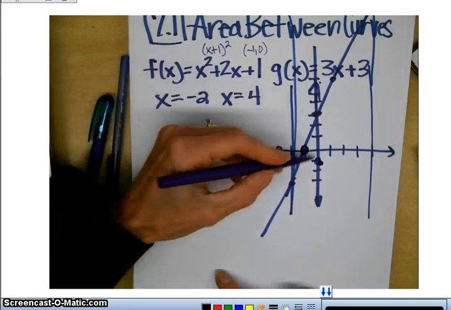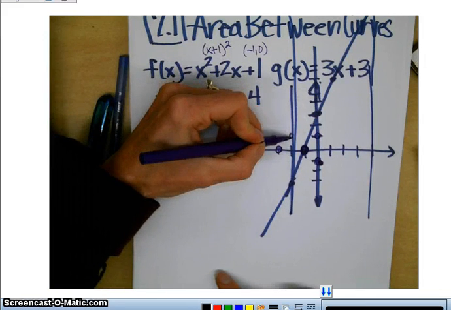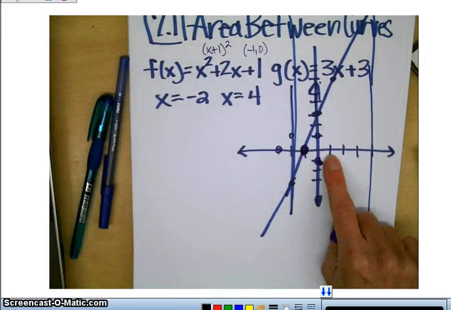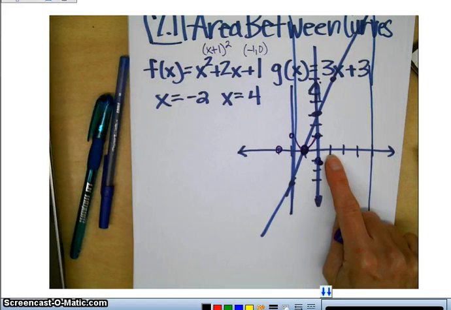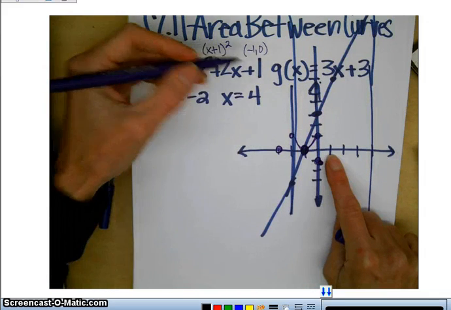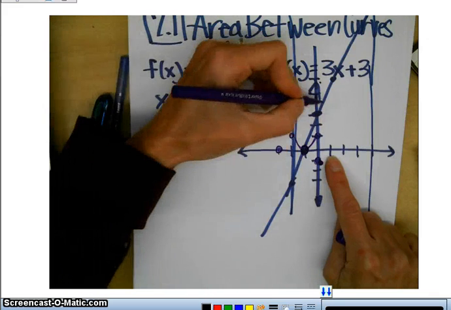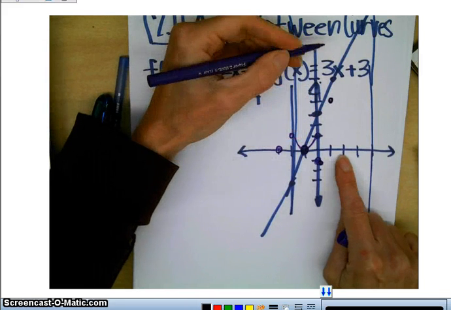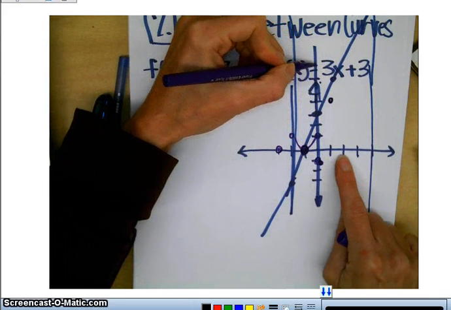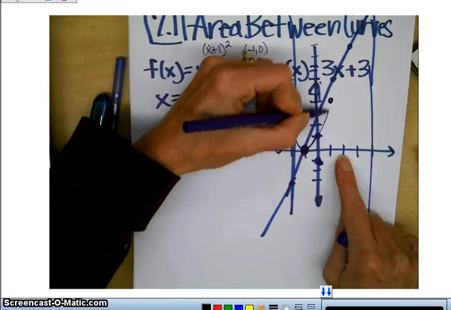And then if I put 0 into that equation, I get 1. If I put in -2, I get 1. So far it's looking like this. If I put 1 in, I get 4. And then if I put 2 in, that's when I get 9. All right, so it kind of looks like this.